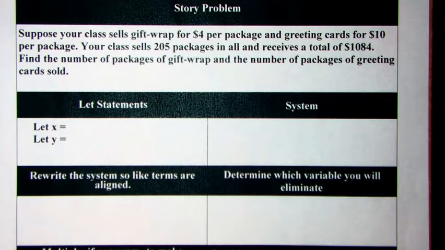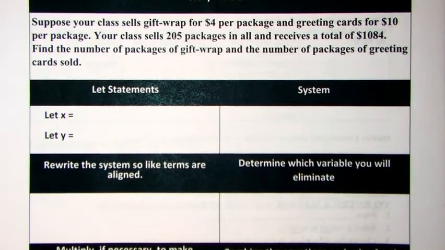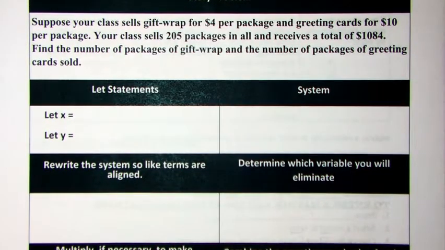Level 4 asks us to be able to apply our knowledge in solving systems by elimination to a real-world scenario. So we have a word problem that we need to take a look at. Suppose your class sells gift wrap for $4 per package and greeting cards for $10 per package. Your class sells 205 packages in all and receives a total of $1,084. Find the number of packages of gift wrap and the number of packages of greeting cards sold.